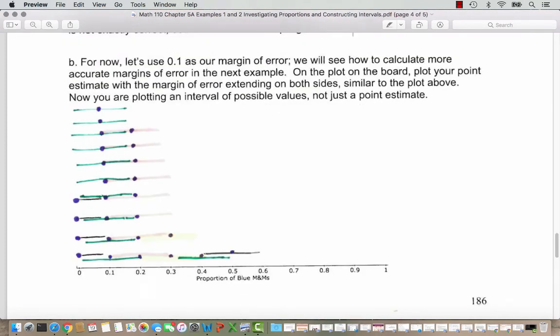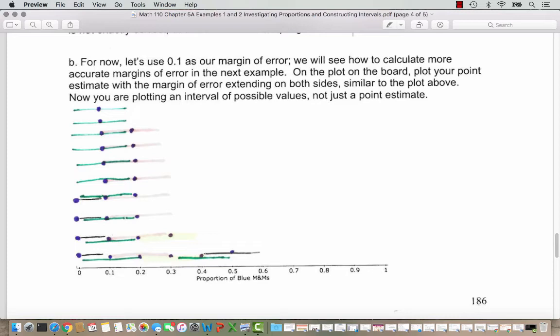All right, so for now, we're going to use 0.1 as our margin of error, and we will see how to calculate more accurate margins of error in the next example. So on the plot from the previous example, if we were in the classroom, we'd have this plot up at the board. You're going to plot your point estimate with a margin of error extending on both sides, similar to the plot seen up above. So now we're plotting an interval of possible values, not just a point estimate. So our points are not staggered quite like in the graph above, so they're a little bit overlapping.